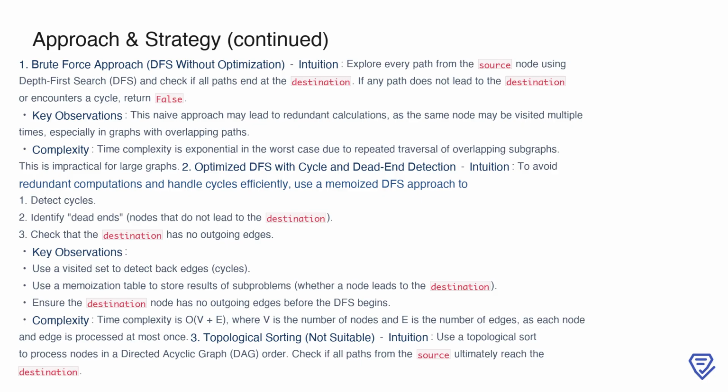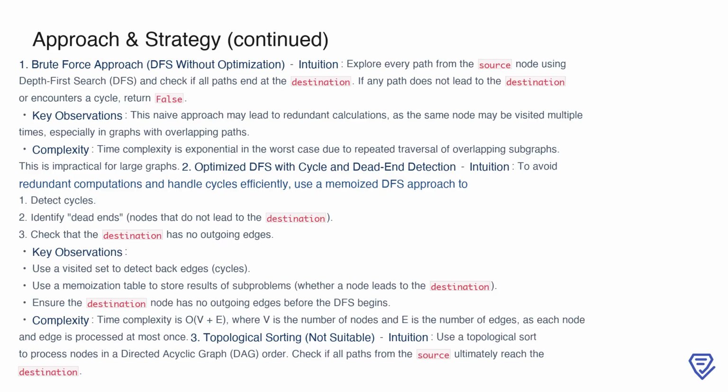The first approach is a brute force method using depth-first search, or DFS. The intuition here is simple: explore every possible path starting from the source node and verify whether all of them eventually terminate at the destination. If we encounter a path that either doesn't reach the destination or enters a cycle, we immediately return false.